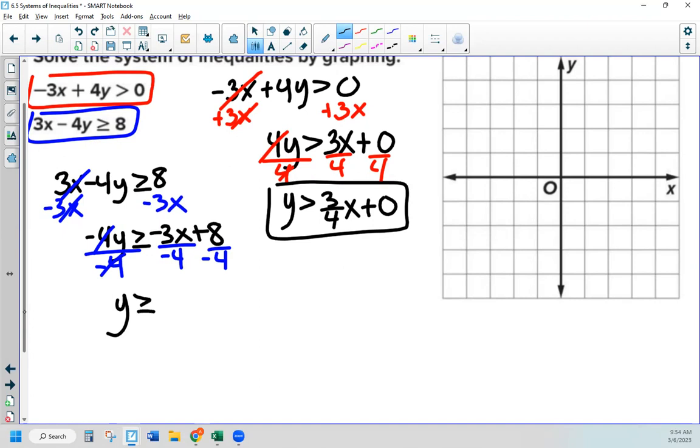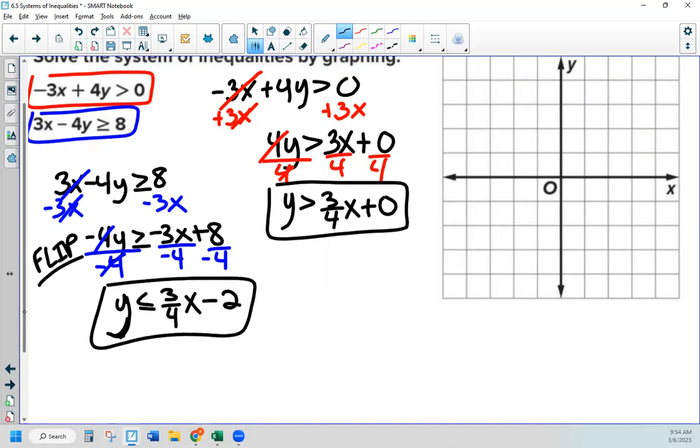So what happens here? I just wrote something wrong. Here we need to flip, okay? Hopefully somebody caught it. Flip my sign, because I divided by -4. I change it to less than or equal to. A negative divided by a negative is a positive, so my fraction will stay the same here, just positive. And then positive divided by negative is a negative. 8 divided by 4 is 2. All right, so I'm done with this one.